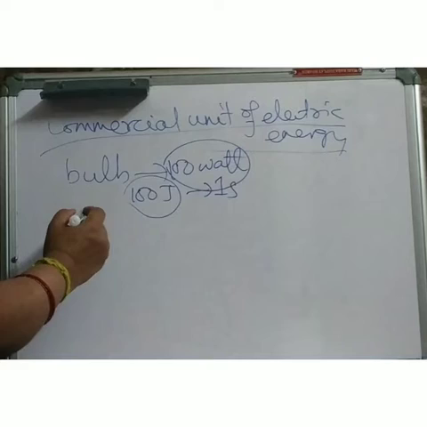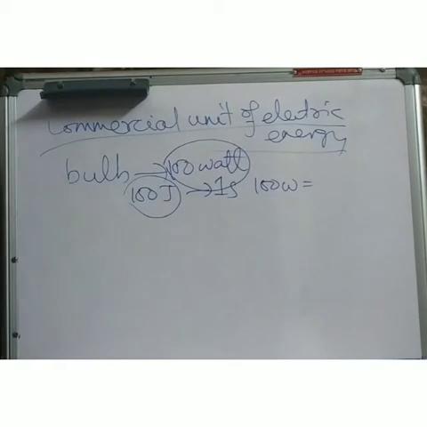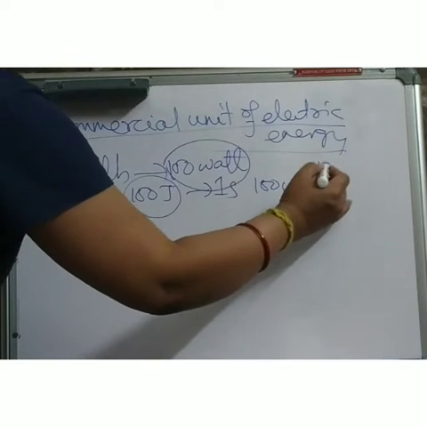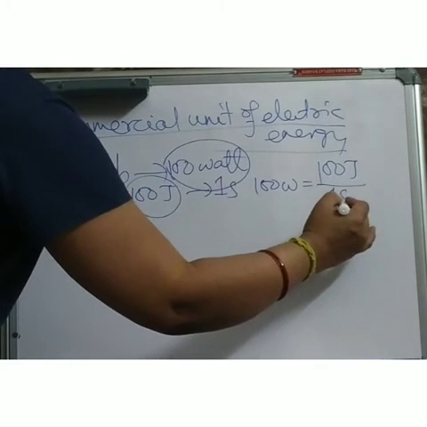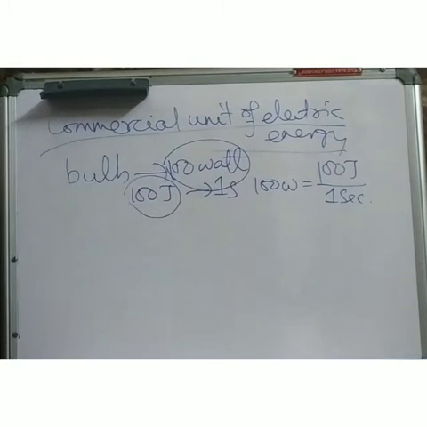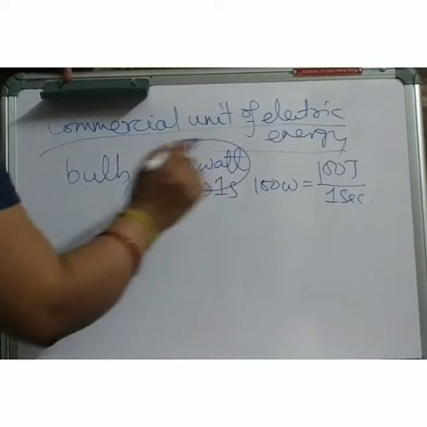So 100 watt means 100 joule per second. That means in 1 second this bulb is consuming 100 joules. Can we find out per minute how much energy it will consume? What is the value?